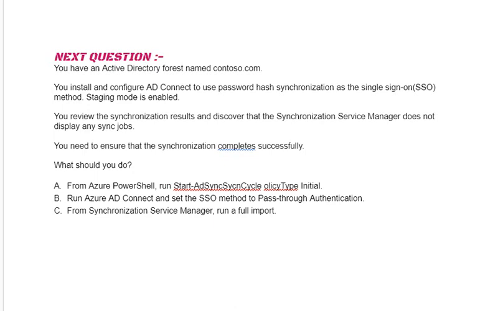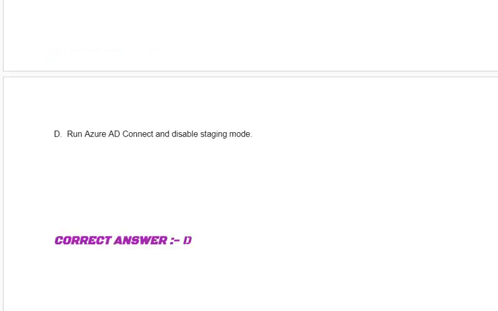What should you do? Option A. From Azure PowerShell, run Start-ADSyncSyncCycle -PolicyType Initial. Option B. Run Azure AD Connect and set the SSO method to pass-through authentication. Option C. From Synchronization Service Manager, run a full import. Option D. Run Azure AD Connect and disable staging mode. Correct answer is option D.